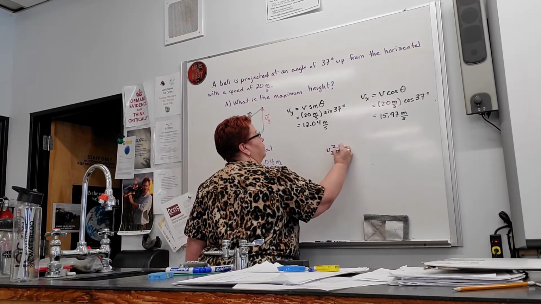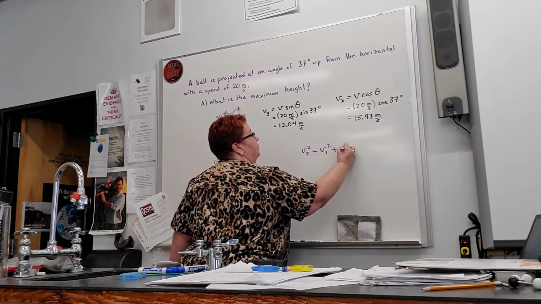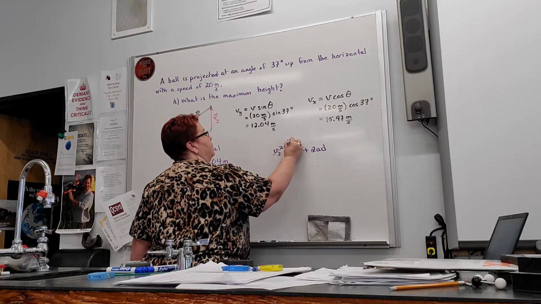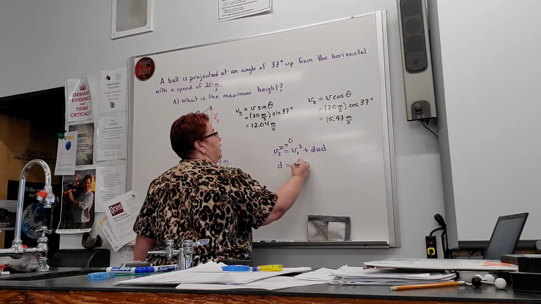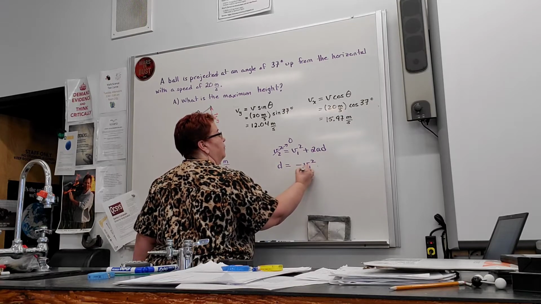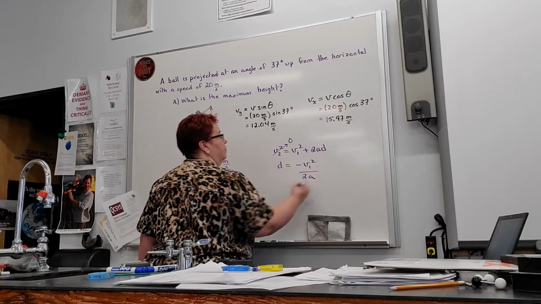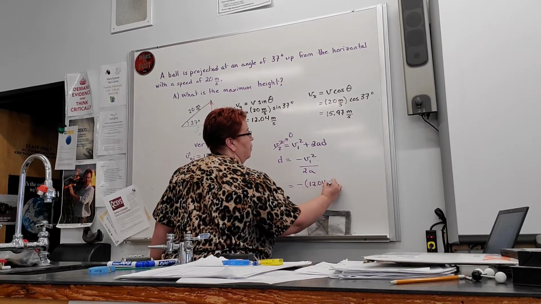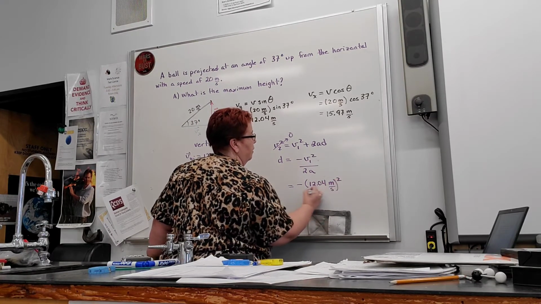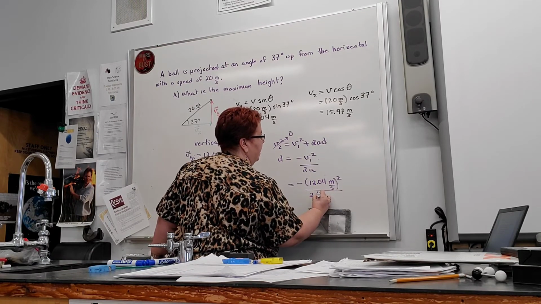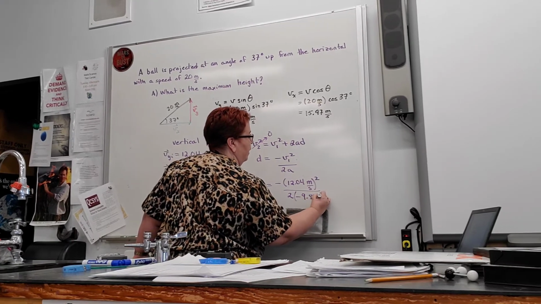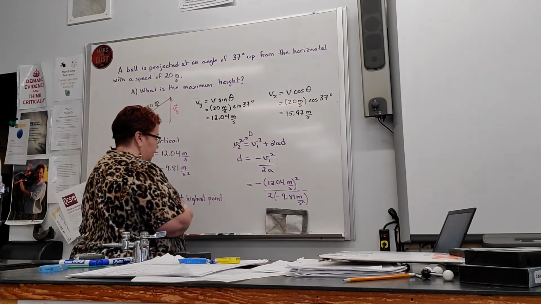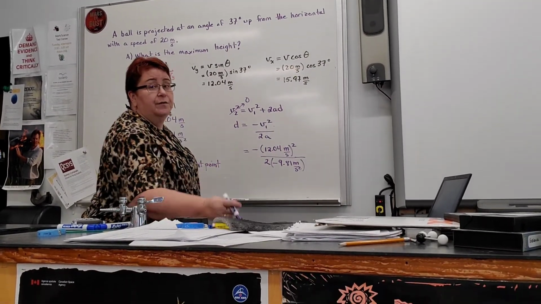So V2 squared equals V1 squared plus 2AD. And our d then, once we eliminate V2 as being 0, is going to be the negative of V1 squared all over 2A. So the negative of 12.04 meters per second all squared divided by 2 and divided by negative 9.81 meters per second squared. It's important that you force this multiplication to happen before you do the division overall.